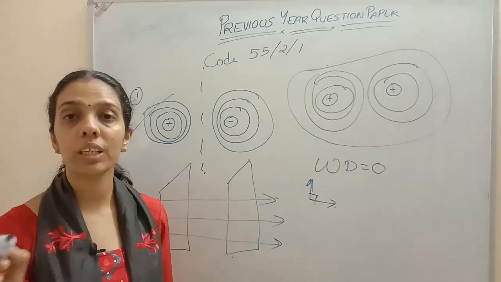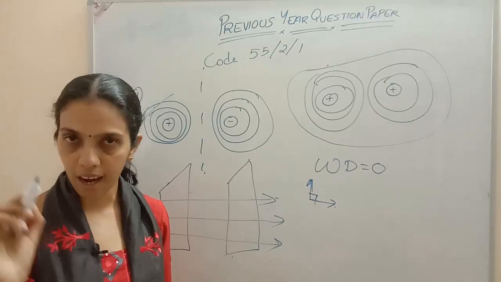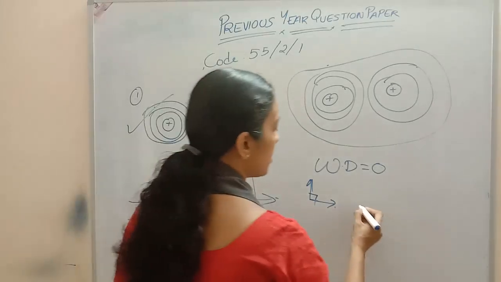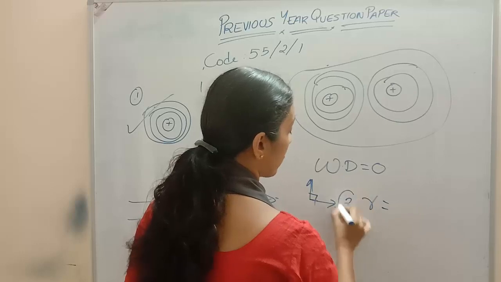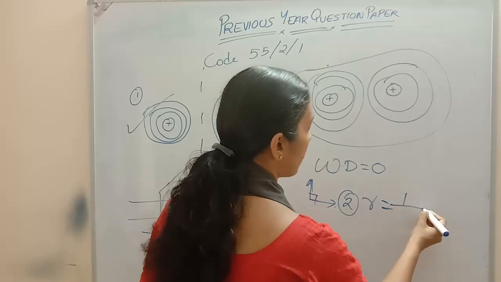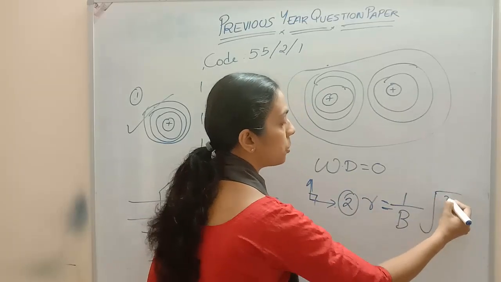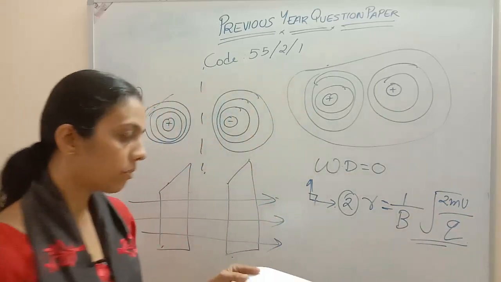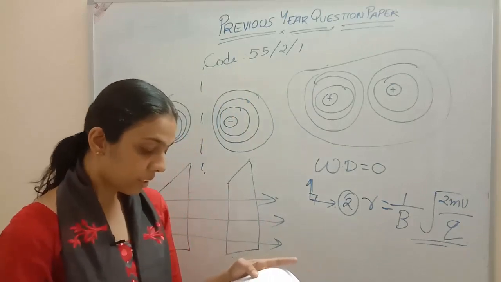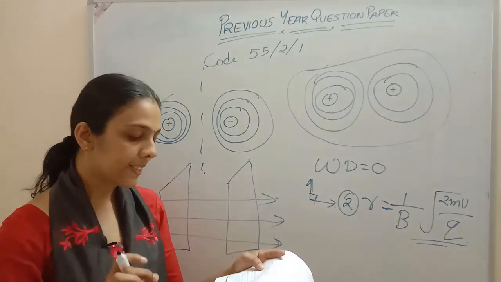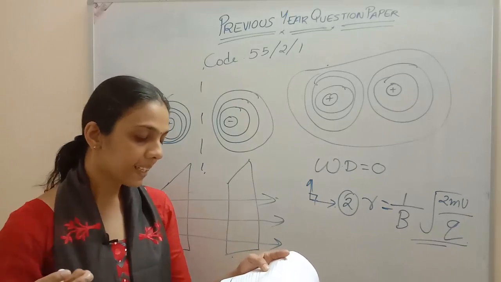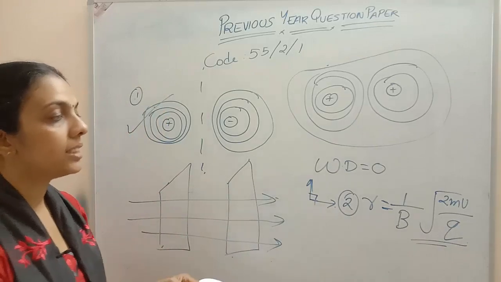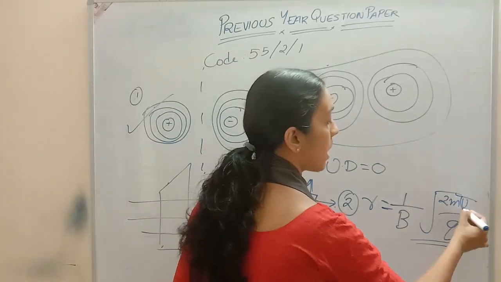So BqV equals mv squared by r. From that we will find an equation for r. r is equal to 1 by B times root of 2mV divided by q. This is the formula for the radius r. Now, how will the radius of the circular path described by the proton change if the potential is doubled?